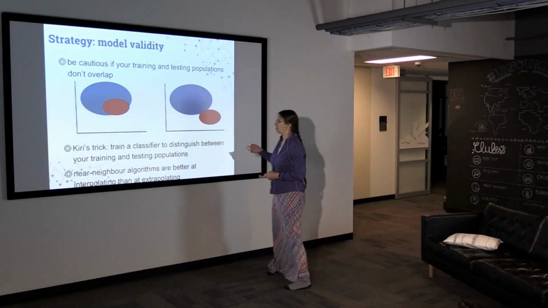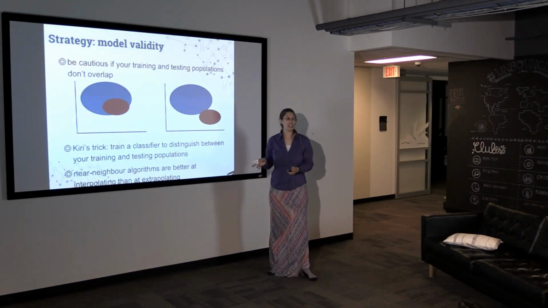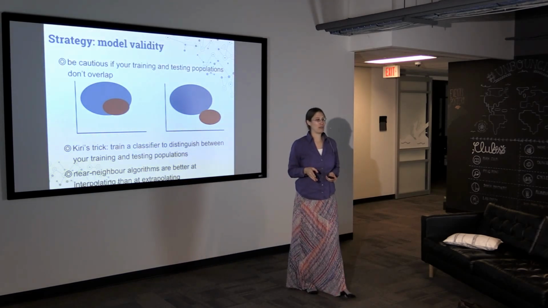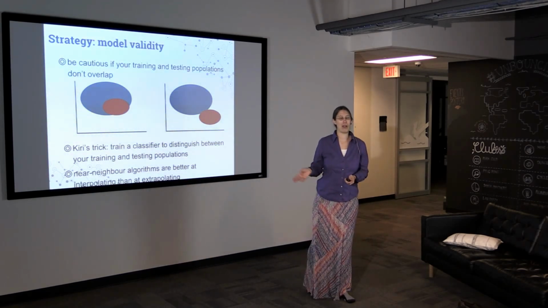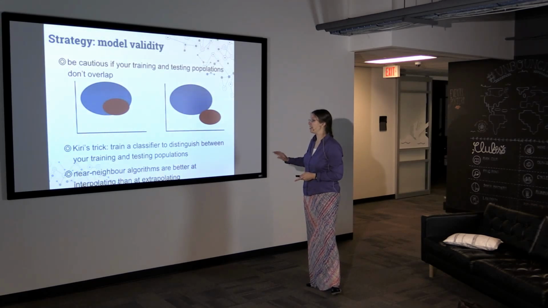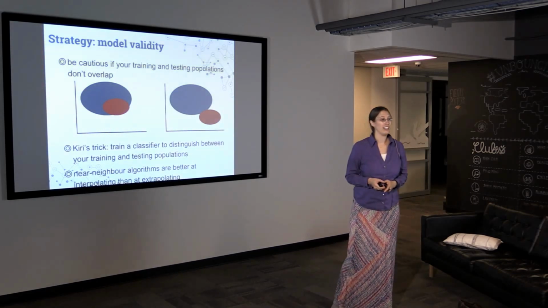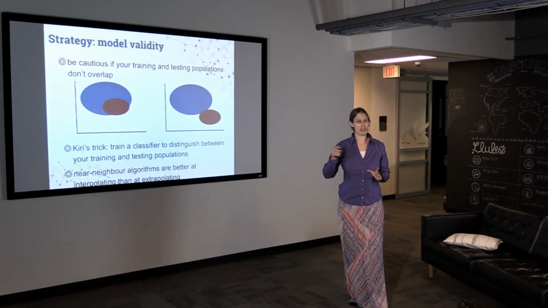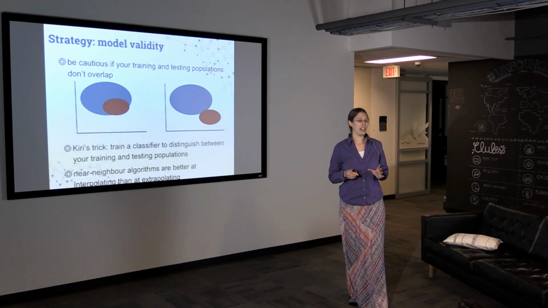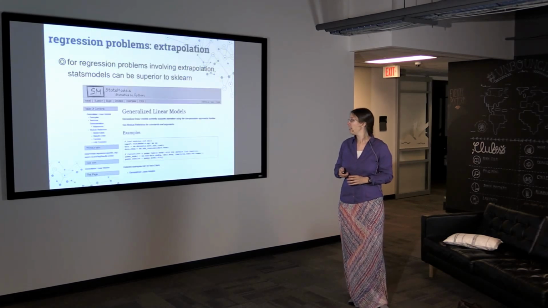One way to determine whether you're going to have this situation is to train a classifier to see if you can distinguish between the training and the testing population. That's my little trick. Another thing to keep in mind in this situation is that nearest neighbor algorithms are better at interpolating than extrapolating. So if you have to extrapolate and you're using a nearest neighbor algorithm, you have to be a little bit careful about trusting your predictions.